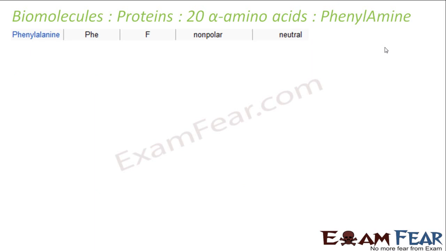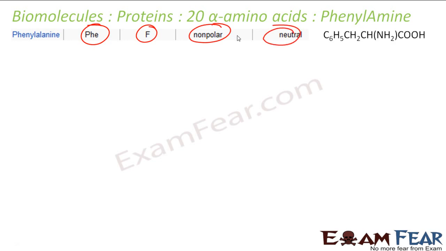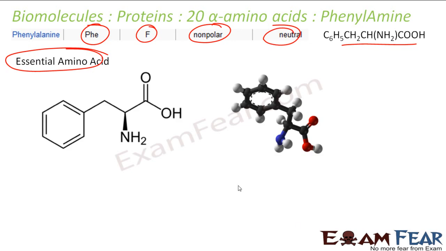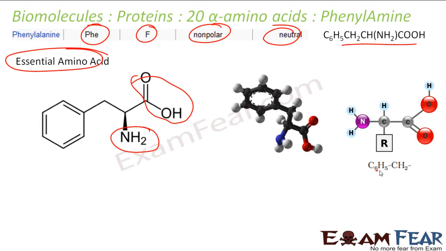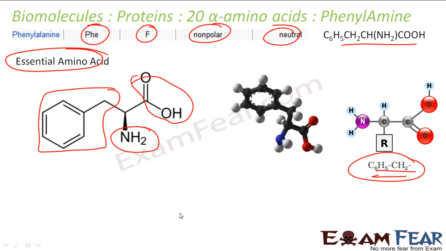The next is phenylalanine. PHE is the three letter to denote this, and F is the single letter, non-polar and neutral. We'll see that. This is the molecular formula. It's again an essential amino acid. We need this, the body won't be able to produce this. This is the structure. Here if you see, this is NH2, this is COOH. Overall it is neutral, one NH2, one COOH. And this is non-polar also, there is no pole. If you compare this with the general formula, you see that this benzyl is the R. It has an antidepressant effect. It's found in milk.